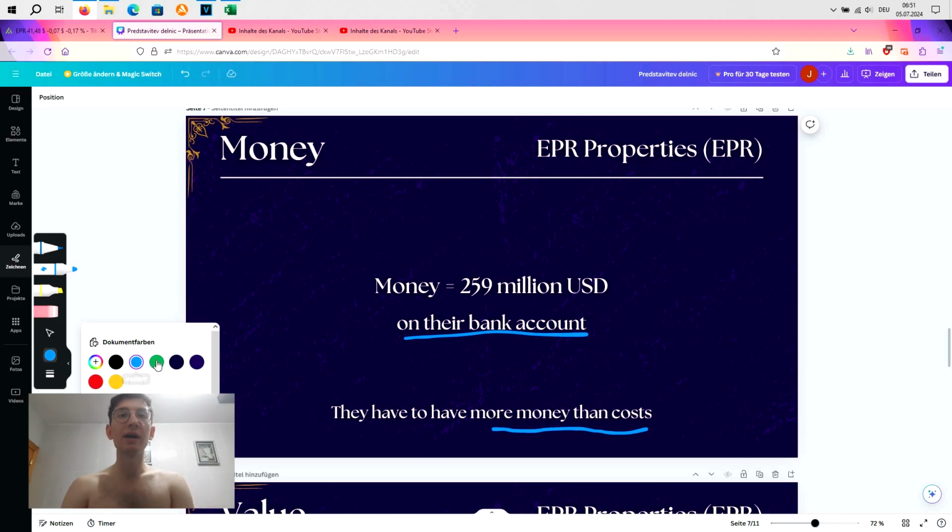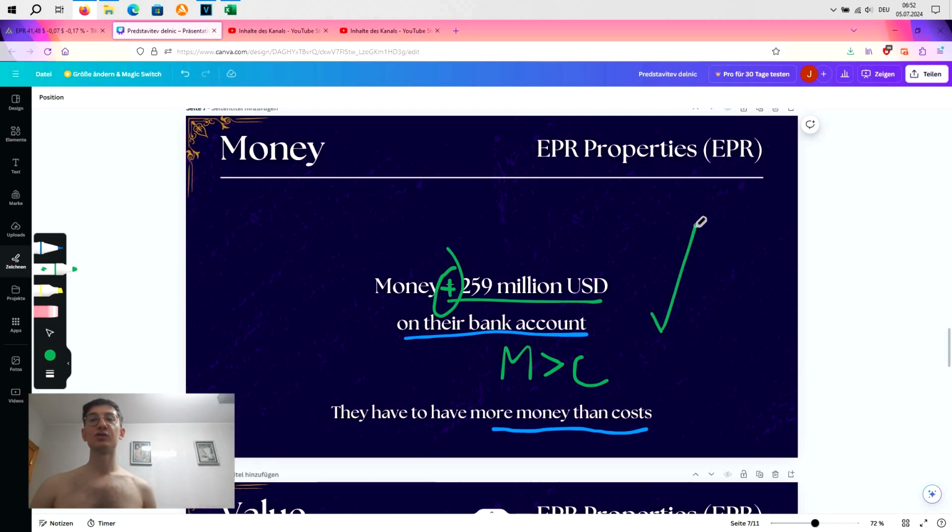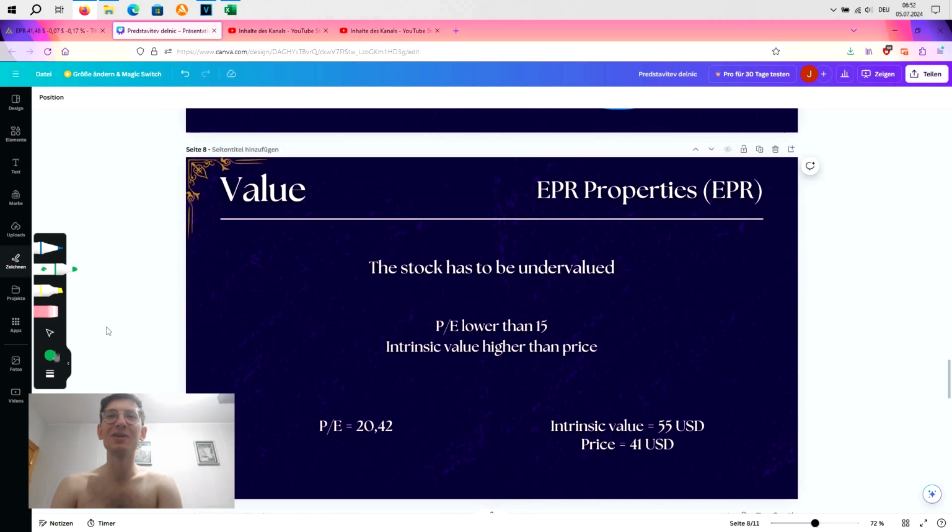Now, what do we have here? Here we have plus $260 million around on the bank account. So they have more money than the costs. Obviously, bro, use your brain. They have plus 250 or $260 million, which is what we want to see. They have enough money to cover something unexpected. So we are good to go. Nah, a bit of a joking, bro, but let's continue, okay?